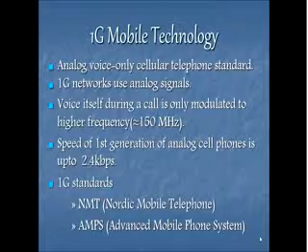The speed of the first generation of analog cell phones is up to 2.4 kbps. There are a number of standards for 1G. Some of them are NMT, Nordic Mobile Telephone, and AMPS, Advanced Mobile Phone System.